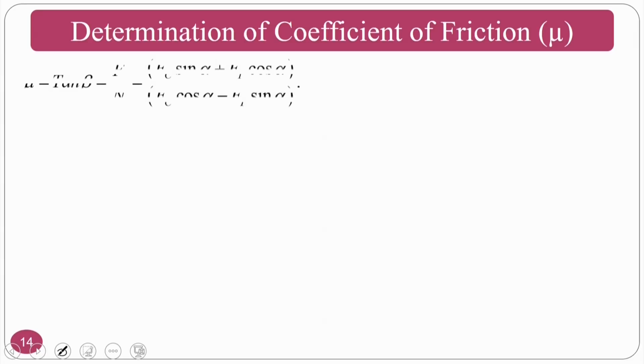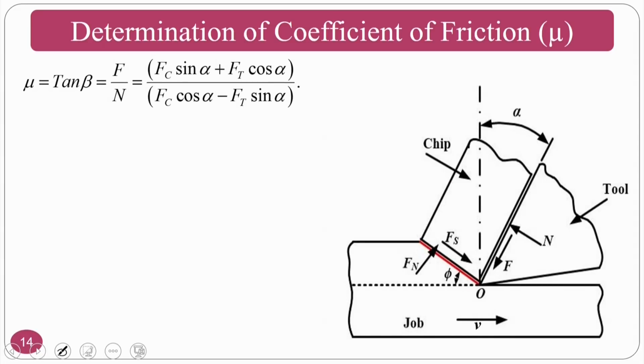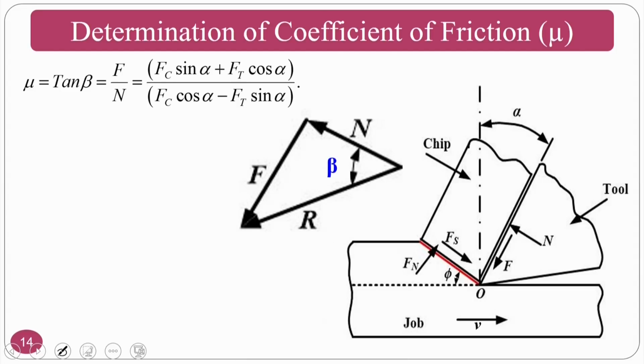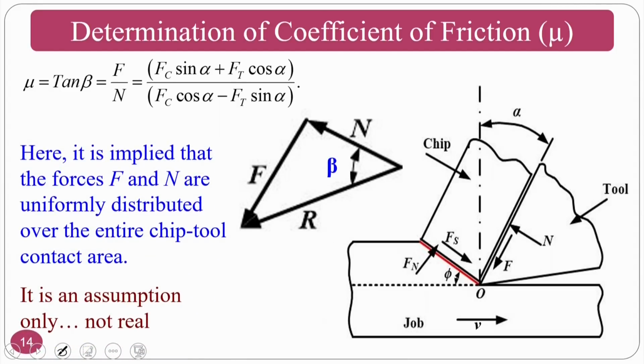So determination of the friction coefficient you have seen, and the basic assumptions we normally consider here are that F and N are on the tool rake surface. This is the rake surface, this is the region.